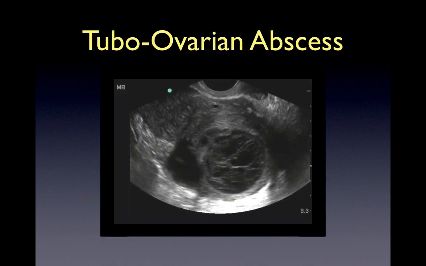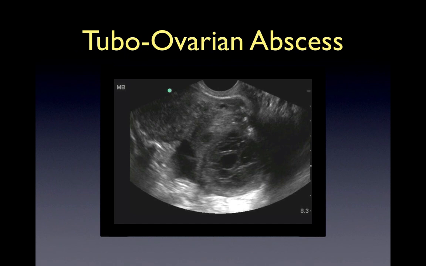A complication of pelvic inflammatory disease includes the formation of tubovarian abscesses. This appears as an ovarian mass containing loculations or hypoechoic purulent material which sometimes moves when pressed upon.